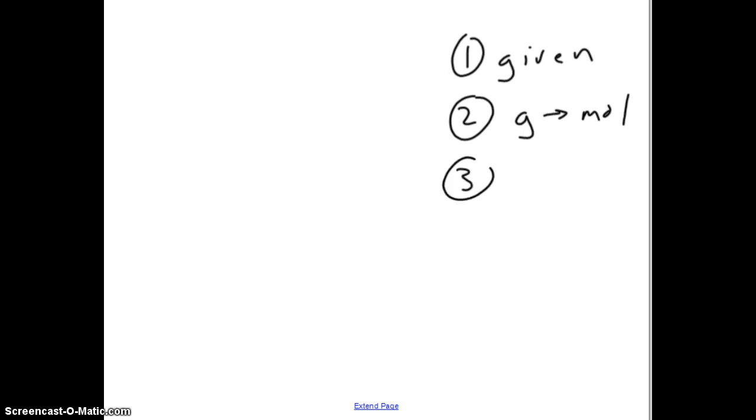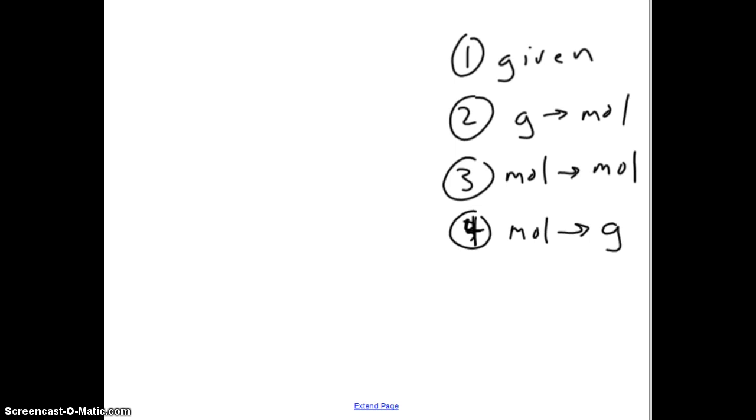All right, so today I'm going to teach you how to do the calculations that are associated with changing from grams of reactant to expected grams of product. There are 4 steps to this. The first step is to write down the given amount that I gave you in the problem. The second step is to go from grams of that substance to moles of that substance. The third step is to go from moles of my starting material to the moles of my product. And then the fourth step is to go from moles of product to grams of product.